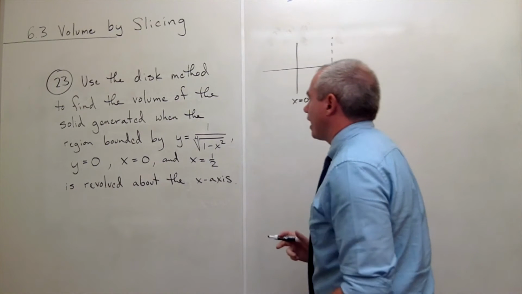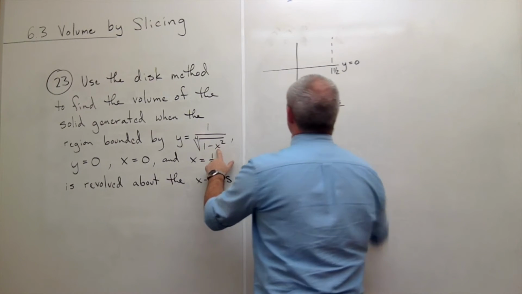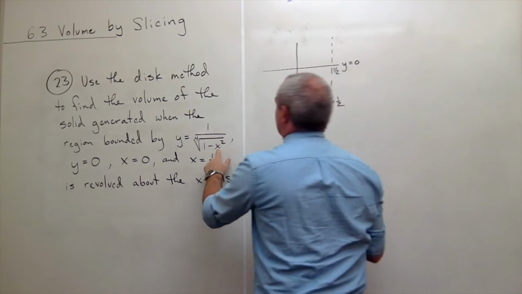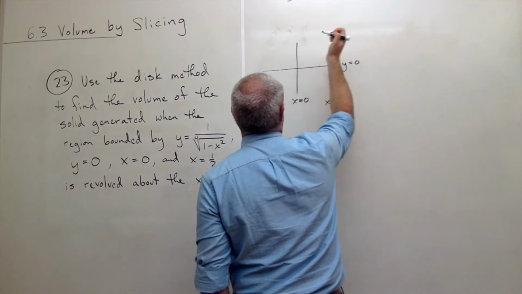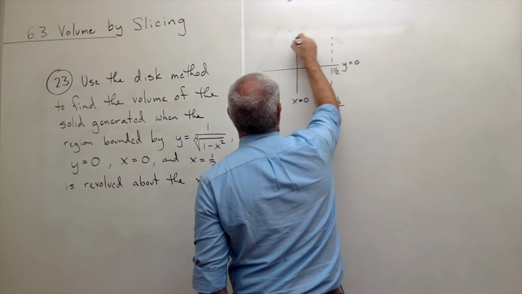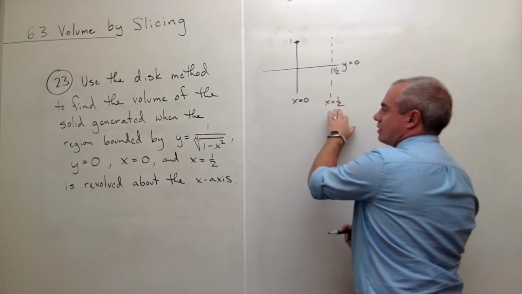Now, what I'd like to know is, what's happening when x is equal to 0? So where does it intersect this vertical line? And you see that that would be at 1. So up here at 1, we get some intersection. And then what's happening at x equals 1/2?